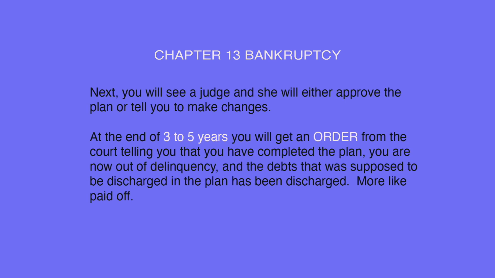Next, you will see a judge, and she will either approve the plan or tell you to make changes. At the end of 3 to 5 years, you will get an order from the court telling you that you have completed the plan. You are now out of delinquency, and the debts that were supposed to be discharged in the plan have been discharged. More like paid off.